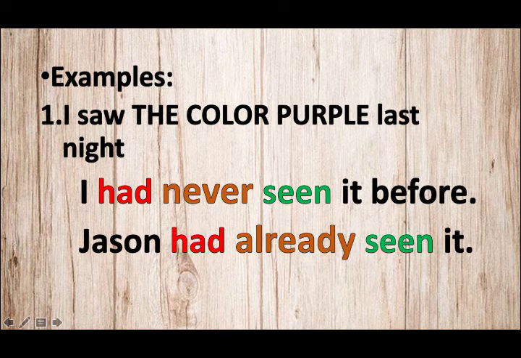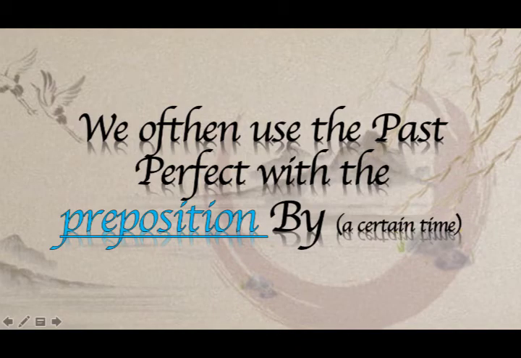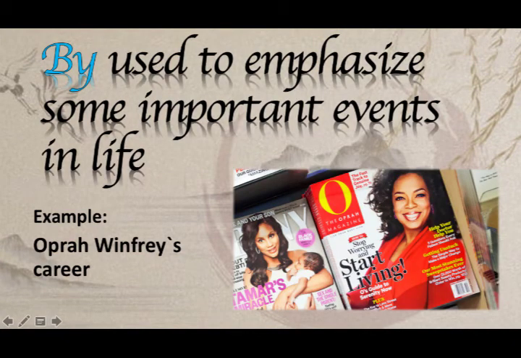Jason had already seen it. It is to emphasize this sentence. Never and already. The preposition by. We often use the past perfect with the preposition by a certain time. For example, by 1966, Oprah Winfrey had decided on a career. The preposition by is used to emphasize some important event in life.